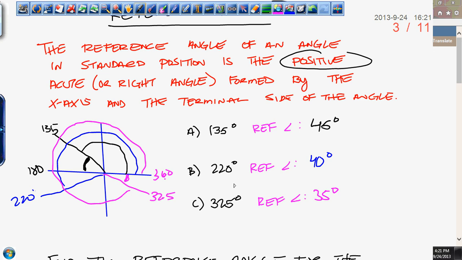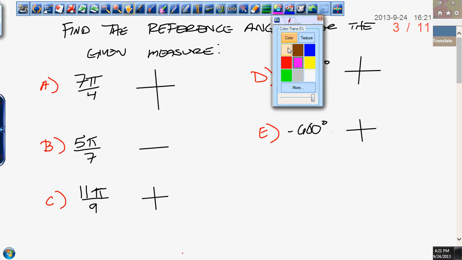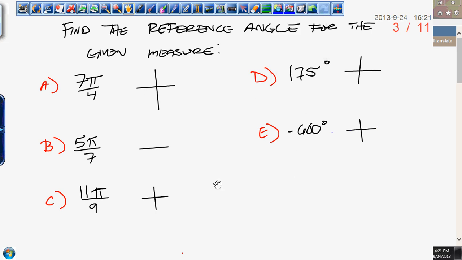That was basically everything that we're going to do today. The next thing we're going to do is find the reference angles for 5 different problems. The first one's 7 pi over 4. Now, we know all the way around the circle is 2 pi, right? If I want to convert 2 pi into fourths, that's the same thing as 8 pi over 4. So 8 pi over 4 is all the way around. Well, I have 7 pi over 4, so that's almost there. That would be right there.